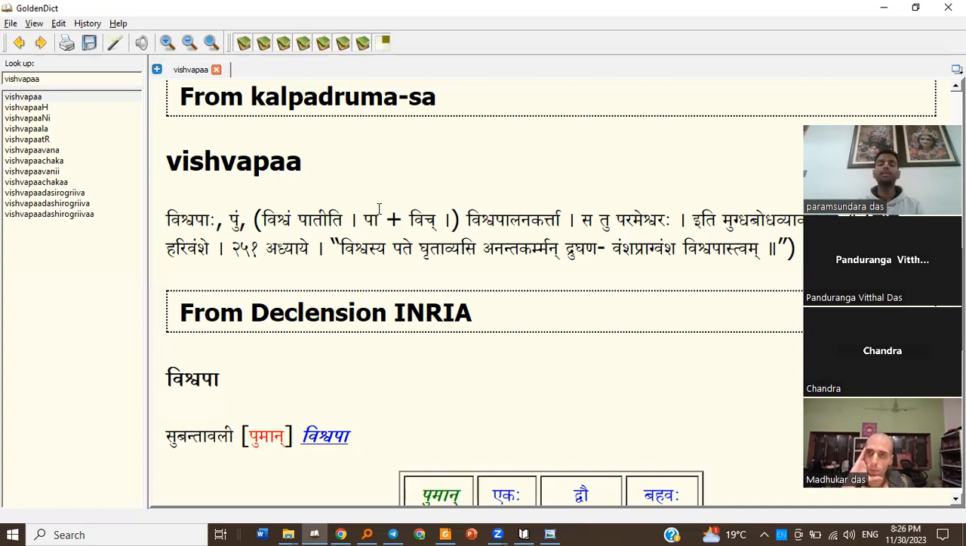But in some samasas, like Bahuvrihi samasas, Anya Pada Pradhana, which means we are not focusing on either the first word or the second word of the samasa. We are referring to some third word or someone else by these two words. Similarly, this Vishwapa is also a Bahuvrihi samasa, so we are not focusing on Vishwa, we are not focusing on Pa, which means to protect. So context helps in such samasas, such words.